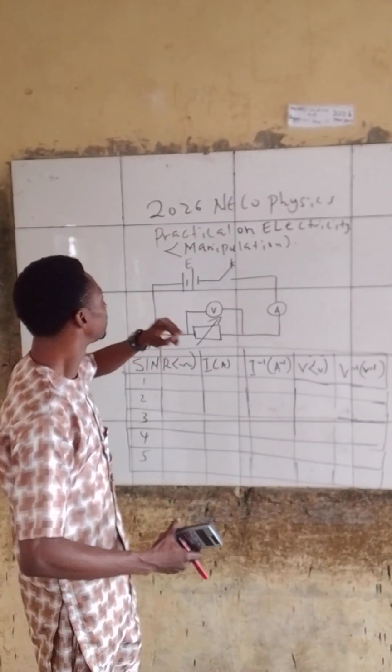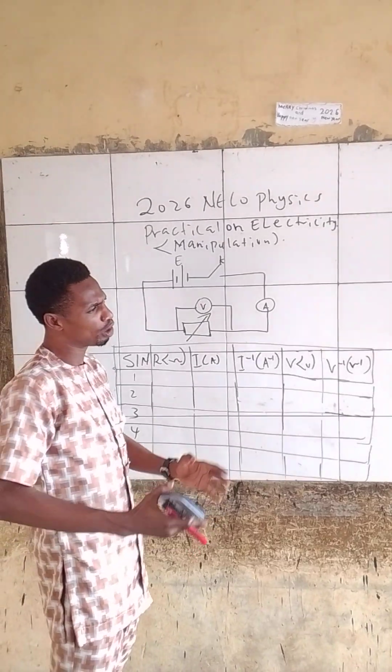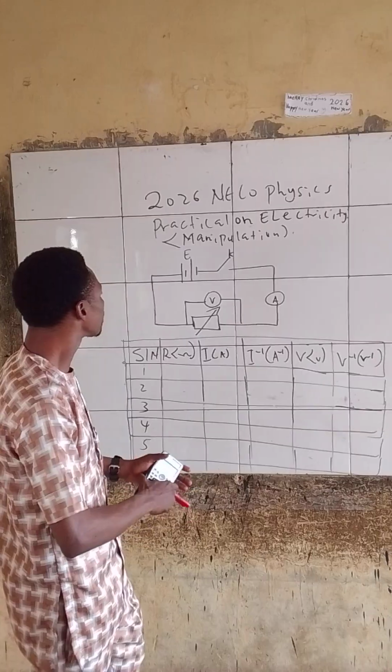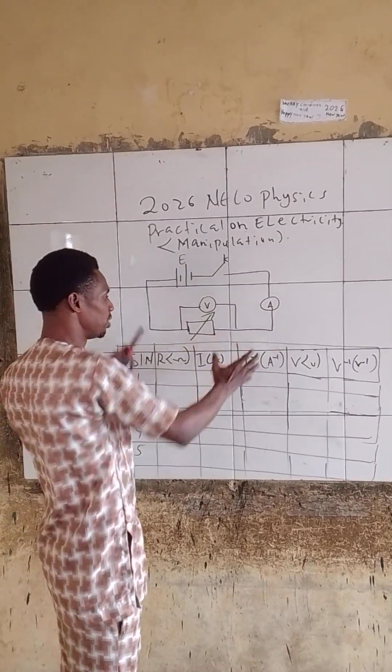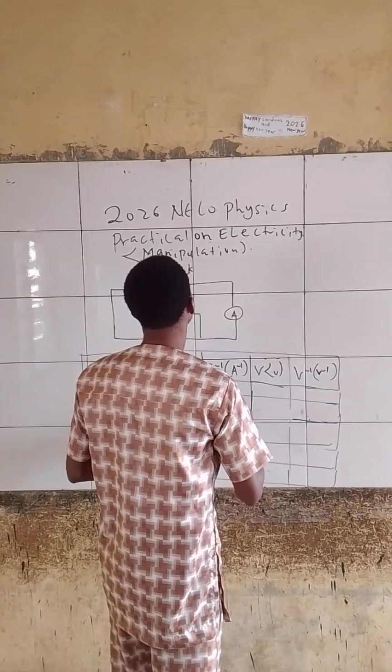Now let's continue. At some schools, they might have the apparatus, but the apparatus might not be working, or it might develop some faults. So in order for you not to use or to correct this circuit, I'm going to manipulate it using the formula. Now, take it.